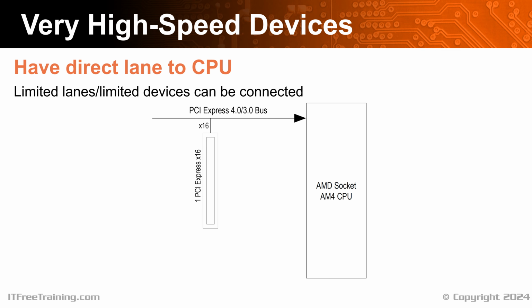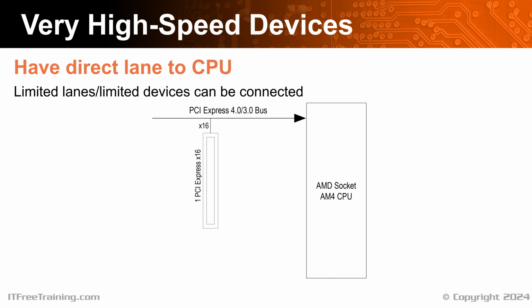You will find that a limited number of devices will be connected directly to the CPU. This is because there are a limited number of lanes that go to the CPU. Each lane requires additional pins on the CPU, and thus there is a limit to how many a CPU can have.